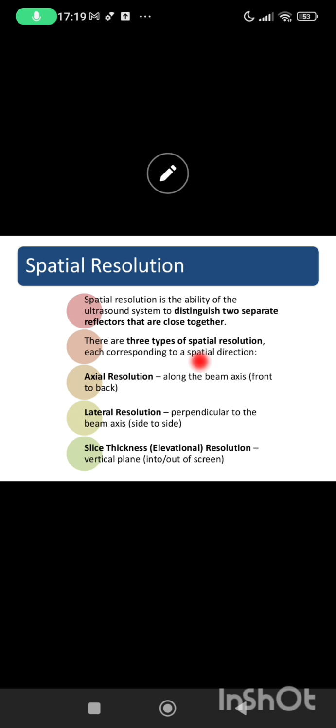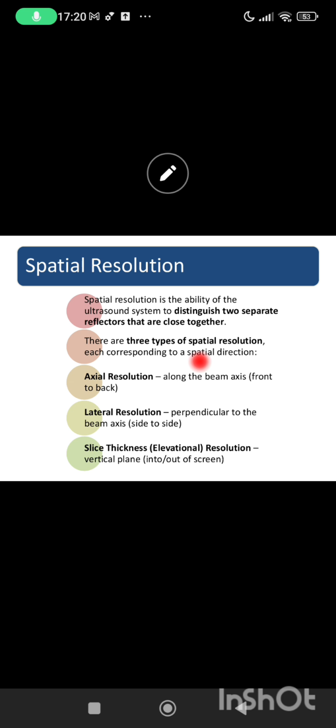Dr. Awadia, can you give me the answer? Yes, the ability of an ultrasound system to differentiate or distinguish two separate reflectors that are close to each other. And there are 3 types: axial, lateral, and elevational. Axial, lateral, and slice thickness, which is elevational resolution.